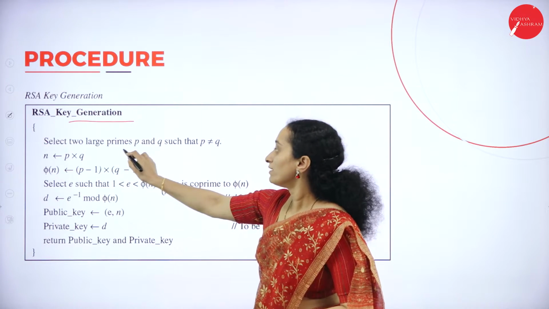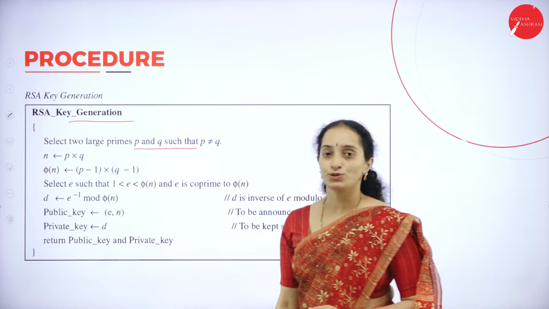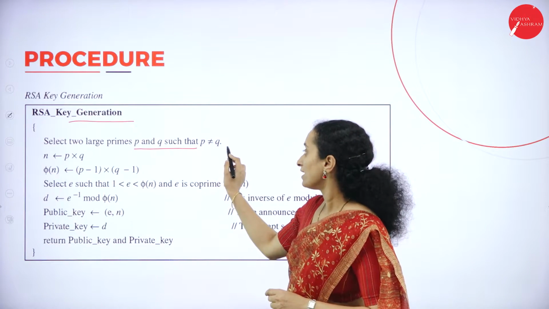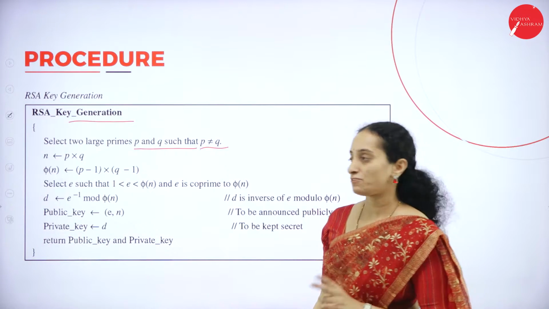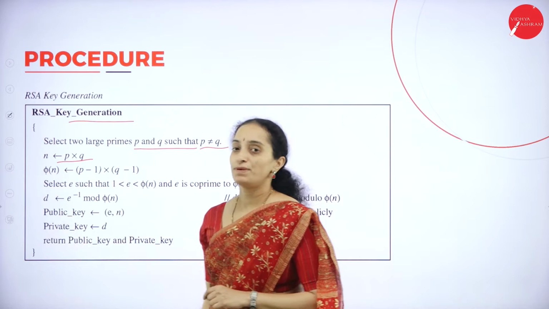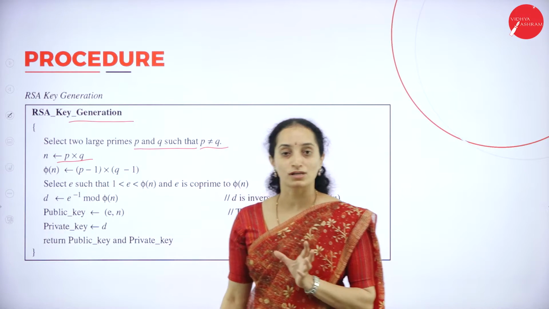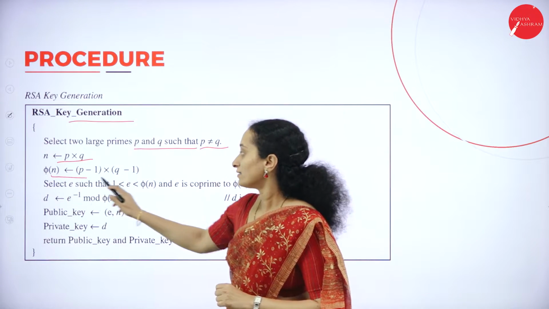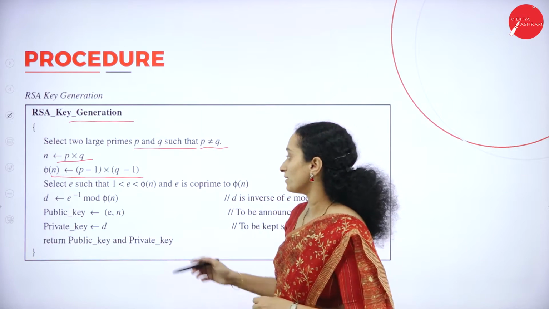In this, we select two large primes, P and Q. We use the concept of primes. You know about the primes, isn't it? Such that P and Q are not equal. There will be different primes that we use. N equals P into Q will be calculated. That is, N is the total number of characters in the message. So we have phi of N equals P minus 1 into Q minus 1.